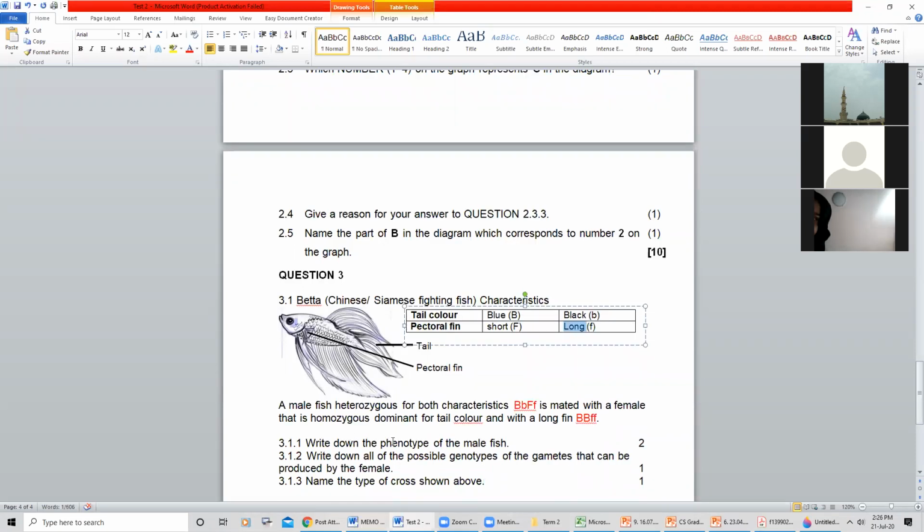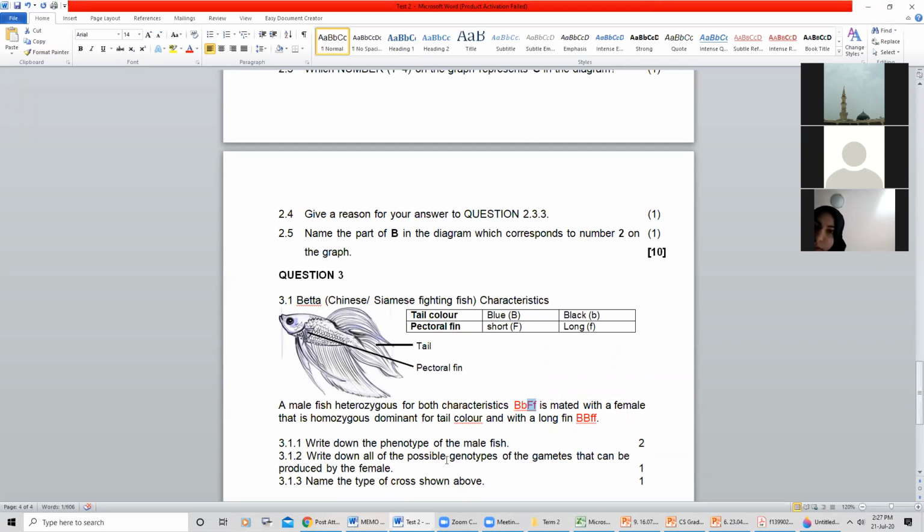Right, then we get to the questions themselves. Write down the phenotype of the male fish. We've got this from the question, which is the genotype. So if you convert that to phenotype, capital B, small b, we've already got the answer there, thank you, which is capital B is dominant and will overpower the small b, and therefore you're going to get a blue color. And for the fin, short is dominant. Even though you've got a short and a long allele, the dominant one will show. So the answer would be blue and short, right? A blue tail color and a short fin.